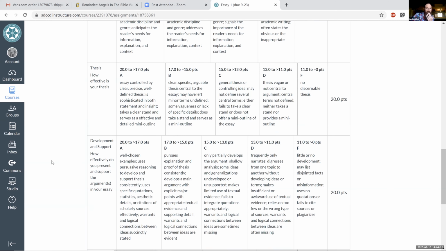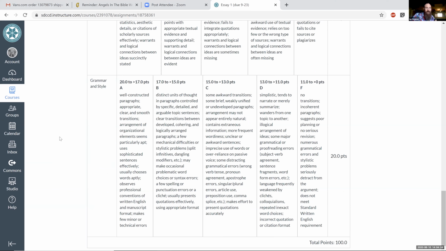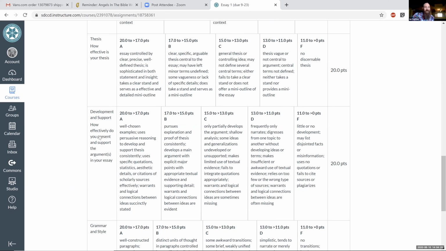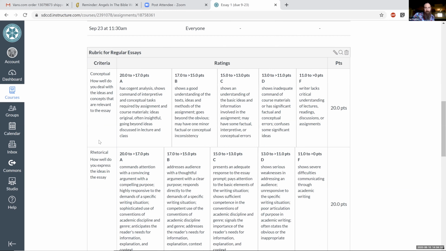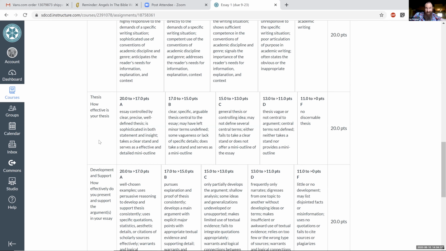And so you can see, I focused on things like, how well have you conceptualized the essay? How well are the ideas being expressed? The thesis statement, because that's really what I spent a lot of time working on, is an effective thesis. You can see that just a thesis statement by itself is a fifth of your grade on the essay, which again highlights how important I think that is. How well you develop and support the essay, and then a final 20 points for grammar.